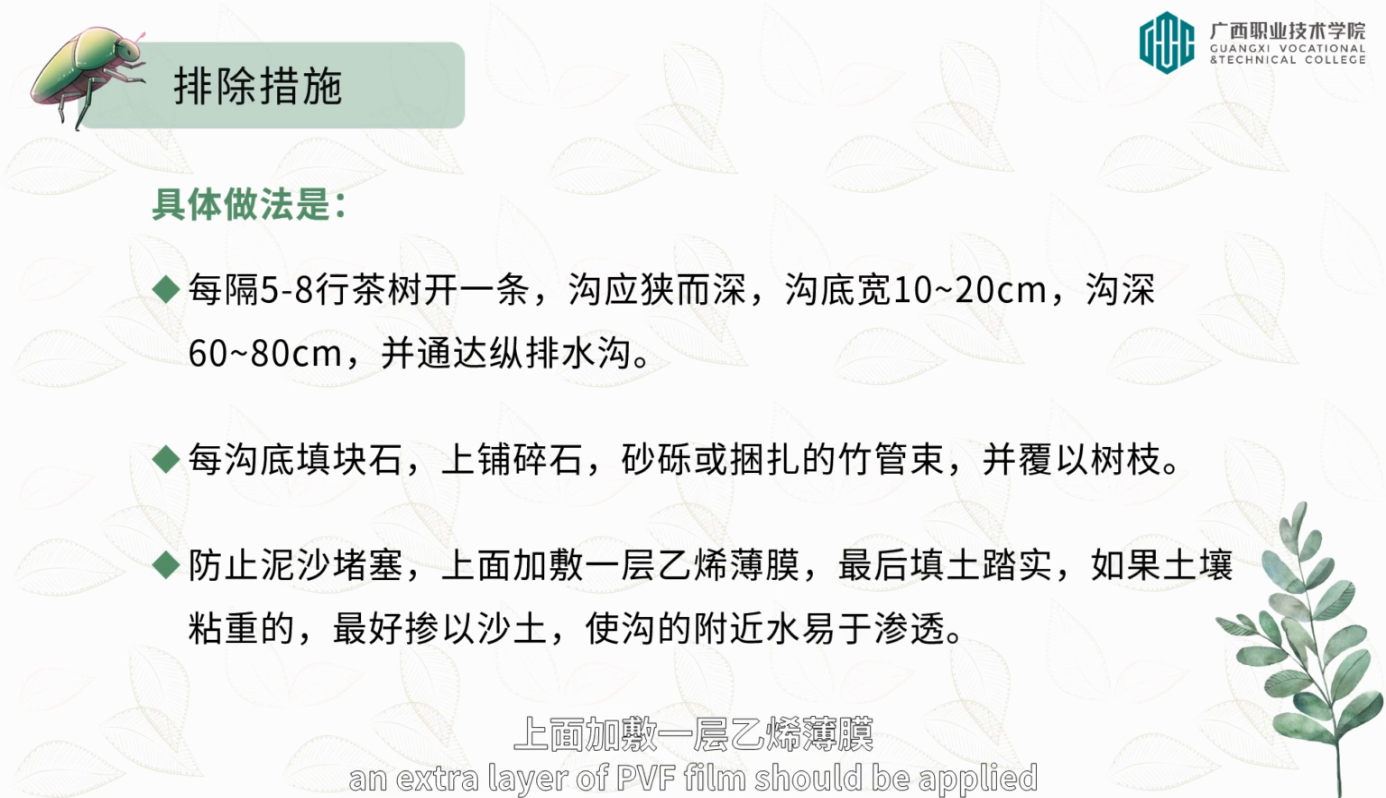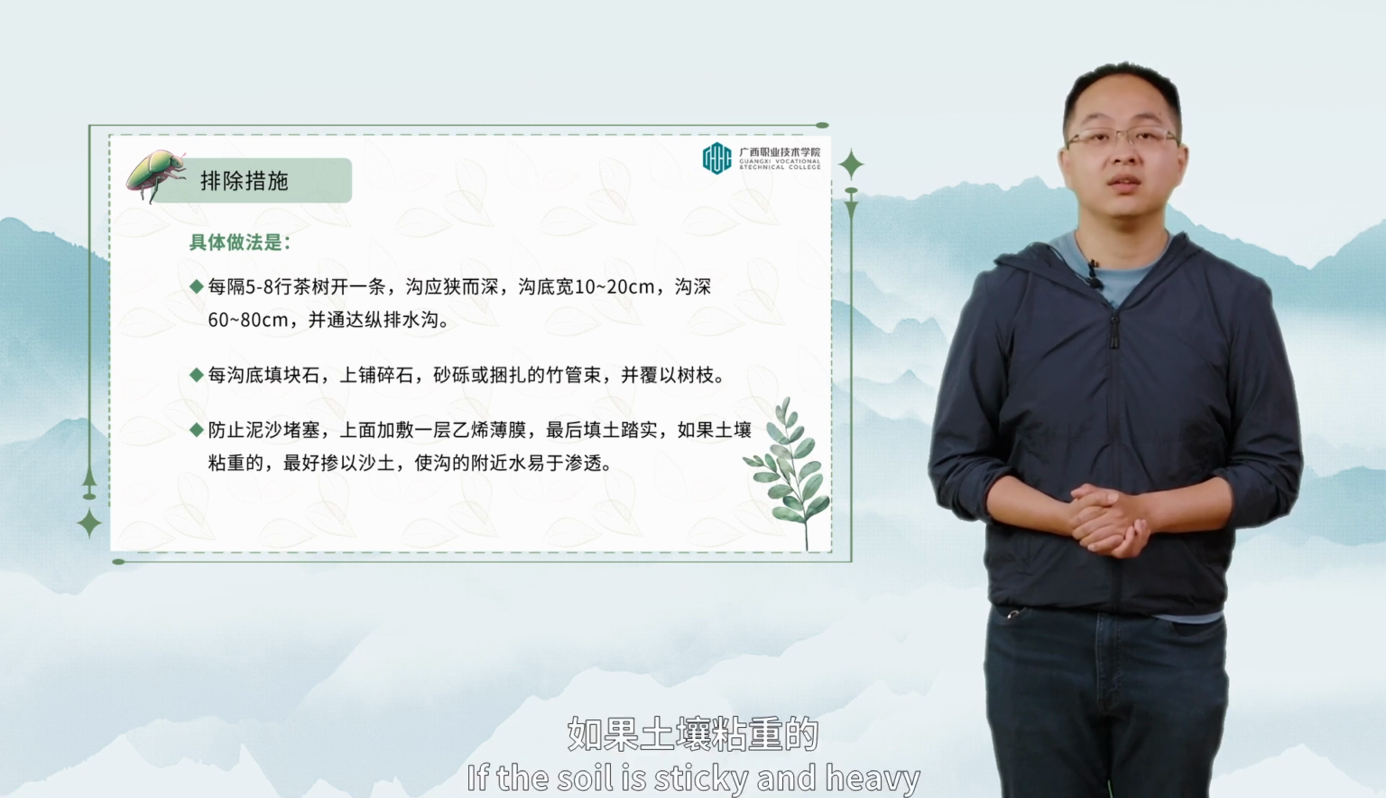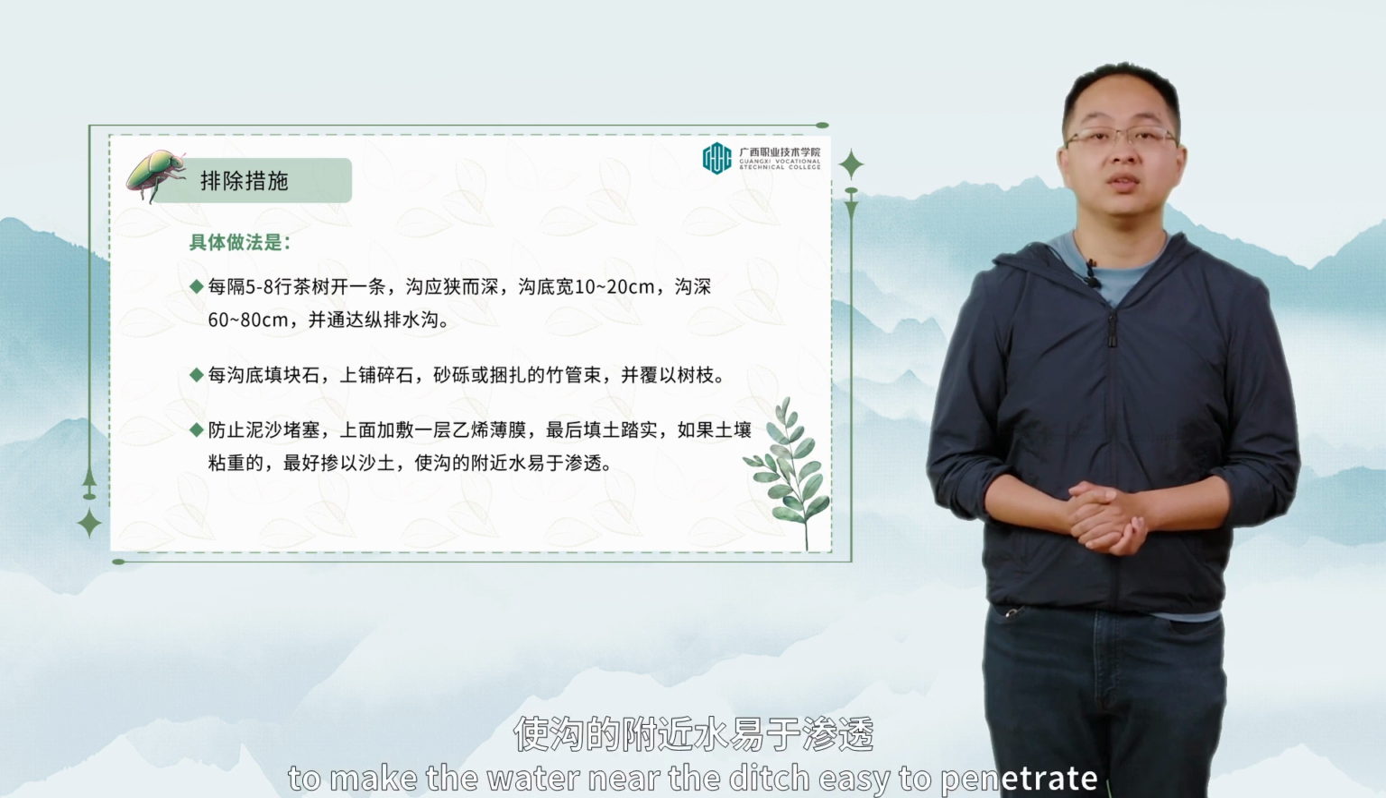An extra layer of PVC film should be applied, and finally fill it with soil and flatten the soil with feet. If the soil is sticky and heavy, it would be better to mix it with sand to make the water near the ditch easy to penetrate.